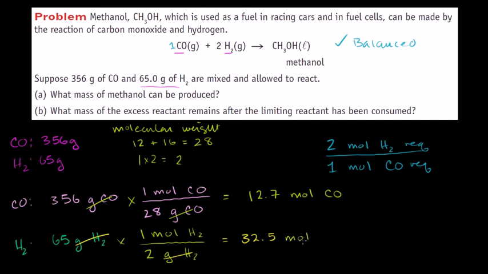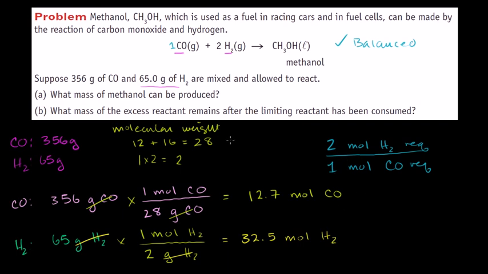32.5 moles of hydrogen. Now, we know exactly how many moles of carbon monoxide and how many moles of hydrogen they've given us. Let's figure out what the ratio is, and we'll do it in the exact same way as we wrote up here.